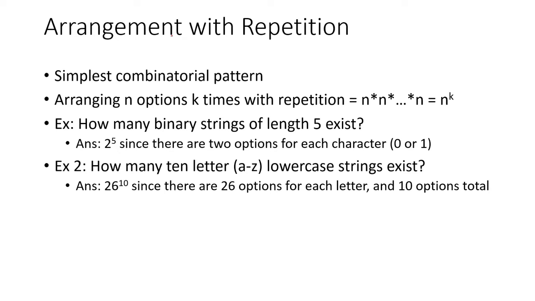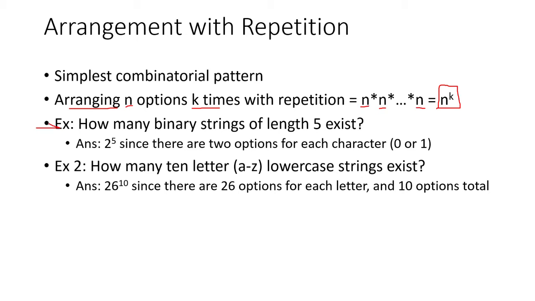So the next pattern that would naturally follow is the arrangement with repetition. This is probably the simplest combinatorial pattern following our knowledge of the multiplication principle. It's basically a way of arranging n options k times with repetition. So we would have n options for the first choice, n options for the second choice, etc., repeated k times. This leads us to n to the k as our formula.